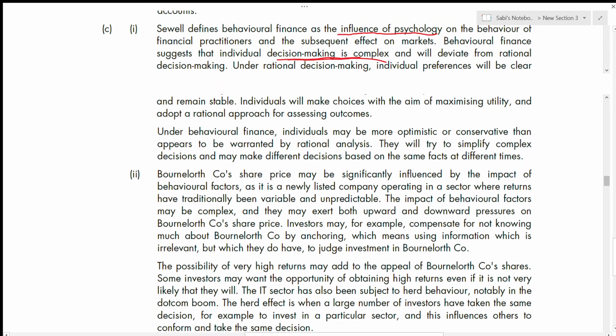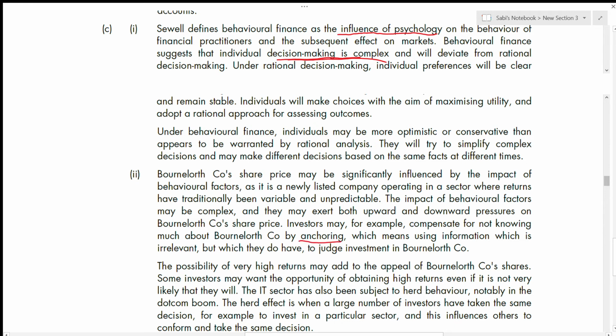So the company share price may be significantly influenced by the impact of the behavioral factors, as it is a newly listed company operating in a sector where returns have traditionally been variable and unpredictable. The impact of behavioral factors may be complex and they may exert both upward and downward pressures on the company's share price. The share price can go in any way. It could go upward, it could go downward. Right? Investors may, for example, compensate for not knowing much about the company by anchoring, which means using information which is irrelevant.